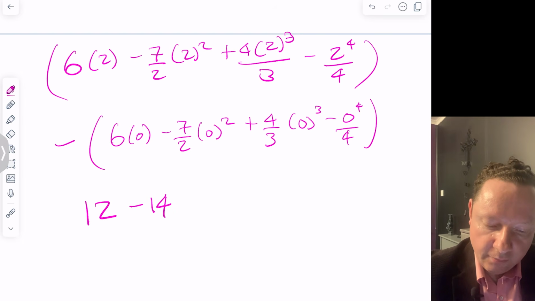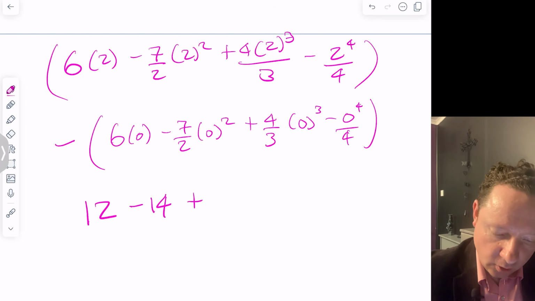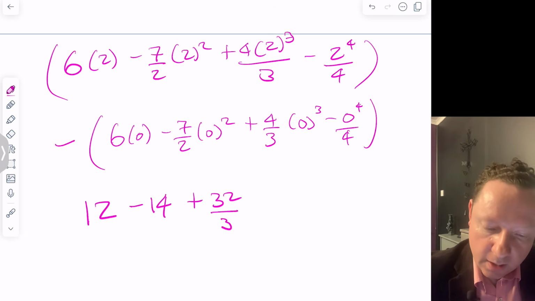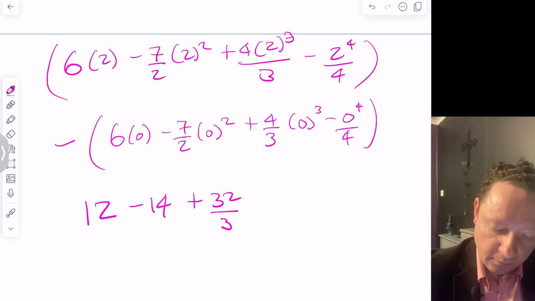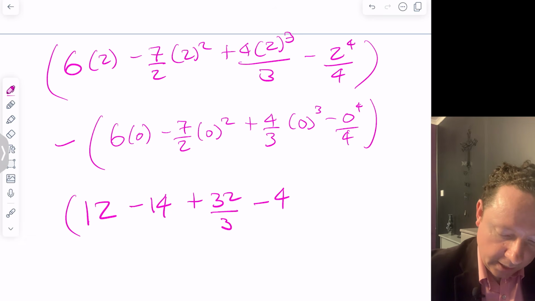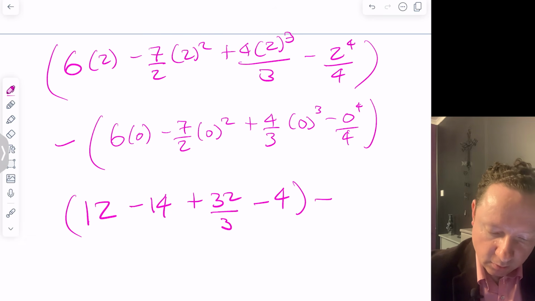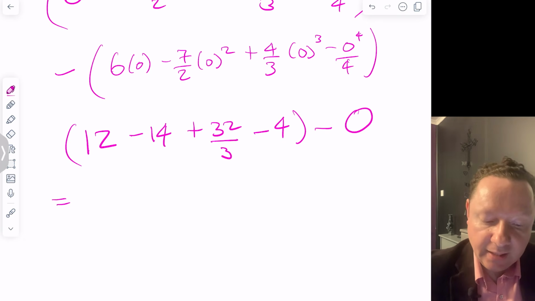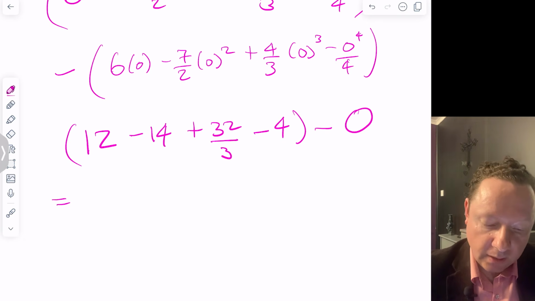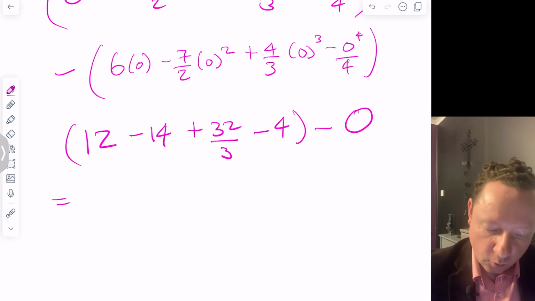2 cubed is 8, 8 fours is 32, so that's 32 over 3, which I'll just leave as a fraction for now. 2 twos is 4 times 2 is 8 times 2 is 16, and 16 divided by 4 is 4. So that's my bracket. Take away 0, 0, 0, 0, 0. So we have got 12 minus 14. 12 minus 14 is minus 2. Minus 2 minus 4 is minus 6.